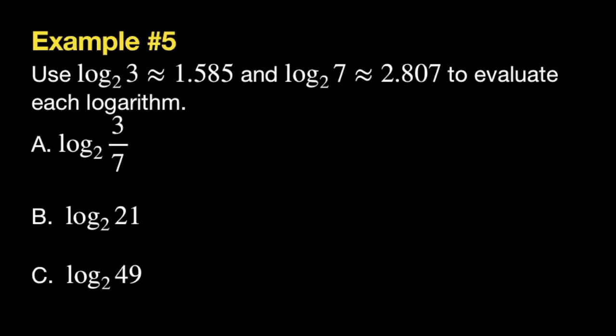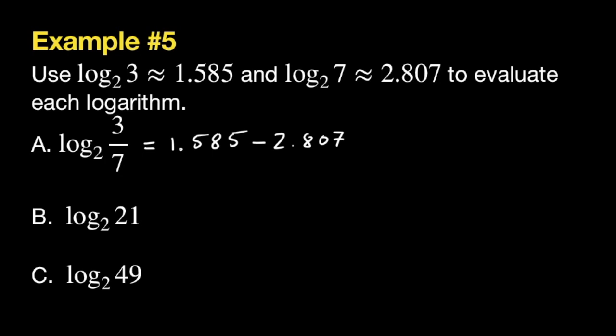This is an example of when we can use those properties. So for part A, they're telling us to divide two logarithms. Now, if we don't have a calculator, but they're giving you what the value of each logarithm is, you're just going to apply that property. So we know that we have log base 2 of 3/7. So we're going to just make this equal to 1.585 minus 2.807. So we're just applying the property.